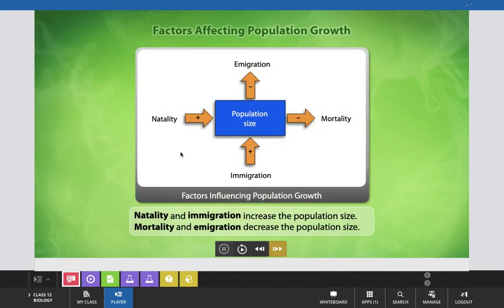Now here in this chart you can see what are the different factors and how they are influencing the population growth of a particular area. Now, one of the attributes that we have discussed, natality, the plus sign is indicating it is increasing the population of a particular area, because natality is birth rate or number of births per thousand.